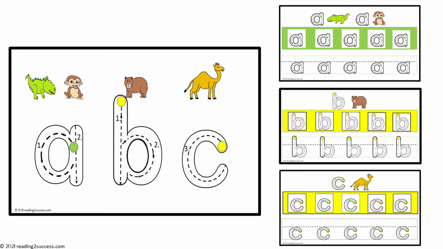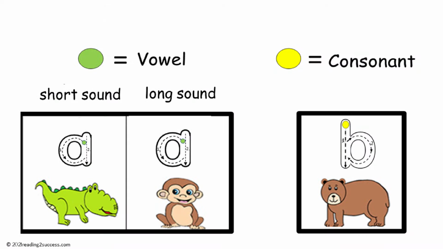Each section will begin with a letter card consisting of 3 lowercase letters. In this example, they are letters A, B, and C. Each letter will have a green dot or a yellow dot. A green dot means the letter is a vowel, and it will have 2 pictures, one that starts with the short sound and one that starts with the long sound. A yellow dot means the letter is a consonant.